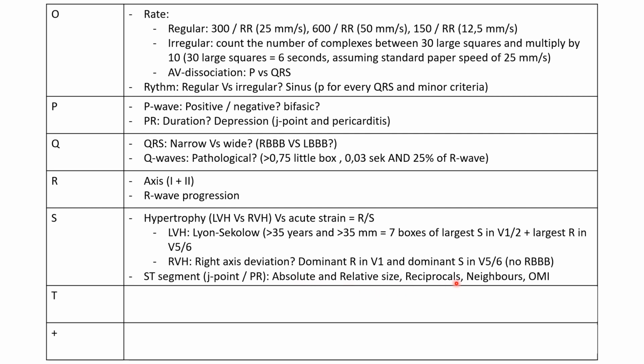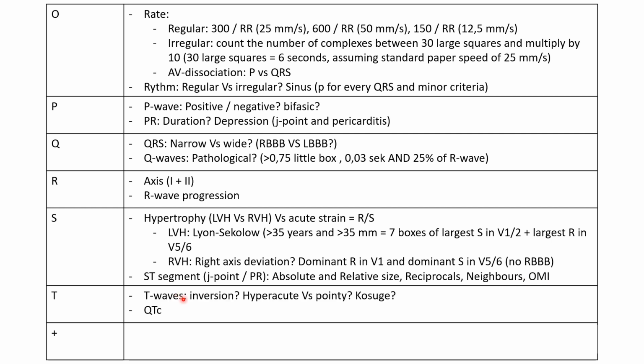And here, as we will go through later, you look at whether it is absolute ST segment elevation, or is it relative? If there's low voltage or it's inferior leads, then you may not get the 1 millimeter, even though it is an ST elevation. You look at the reciprocals, you look at neighbor leads, you look at the OMI criteria, and so on. We'll go through this.